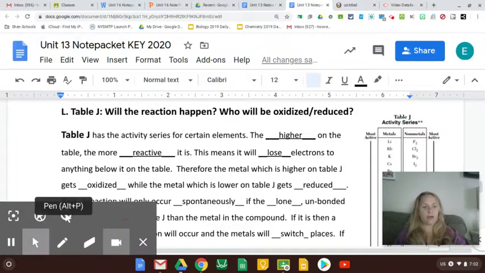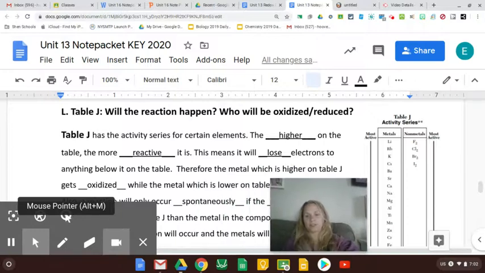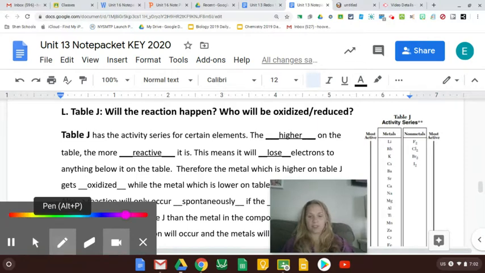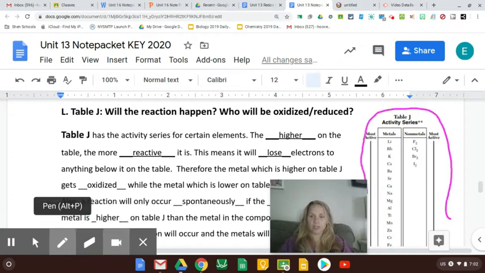Okay, so part L is using table J to figure out who gets oxidized and who gets reduced. We have been figuring out who gets oxidized and who gets reduced using little charges, oxidation numbers. There's also this table J. So if you look over here, this is table J.